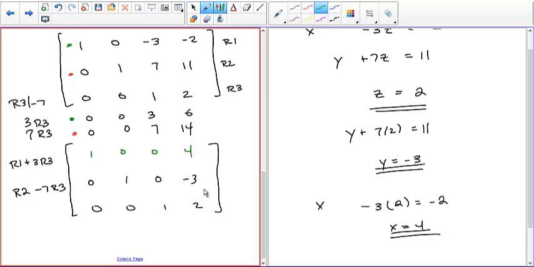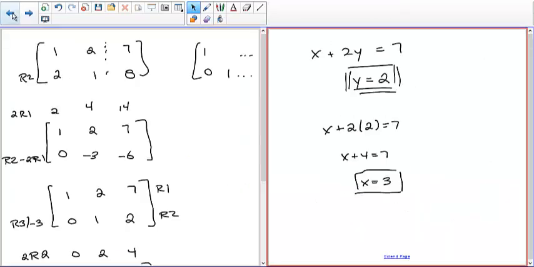And from that you can see x equals 4, y equals negative 3, z equals 2. These are the solutions. When you have 1, 0, 0, 0, 1, 0, 0, 0, 1, this column is the solution. Okay, so that's that first one.